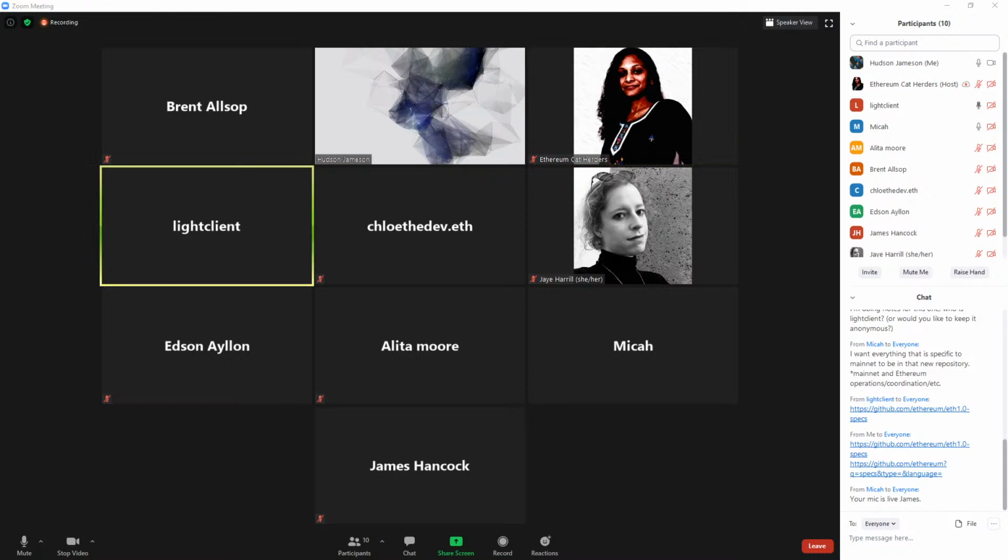I just wanted to make a comment. I don't know how much you guys talked about the naming convention here, but I think that ETH 1.0 specs is very different from the 2.0 specs repository, unless someone is planning to go back in and rewrite the yellow paper in some sort of spec format. It seems kind of weird to use that as a coordination repo.